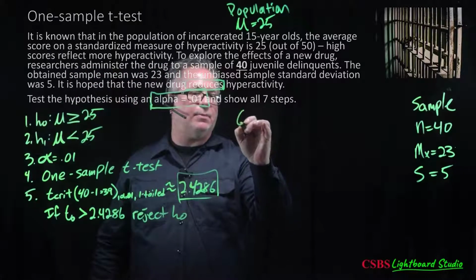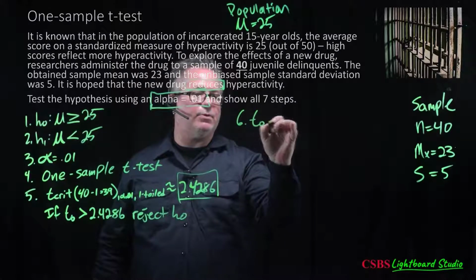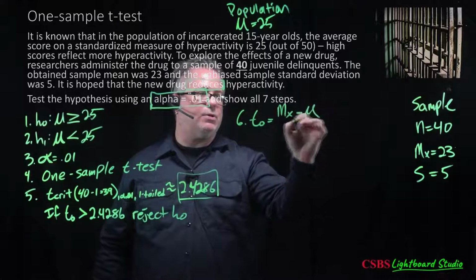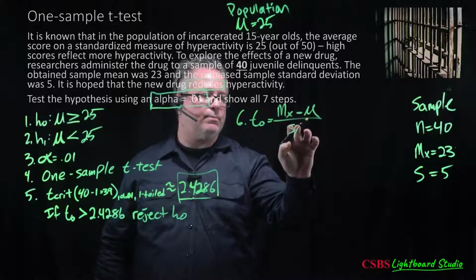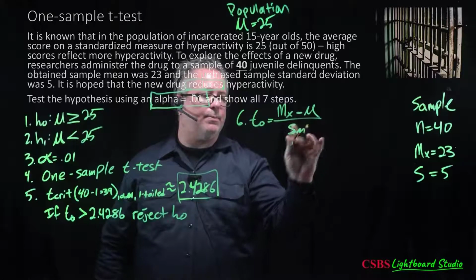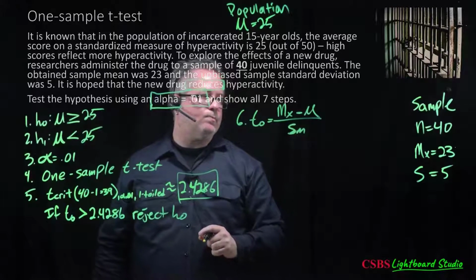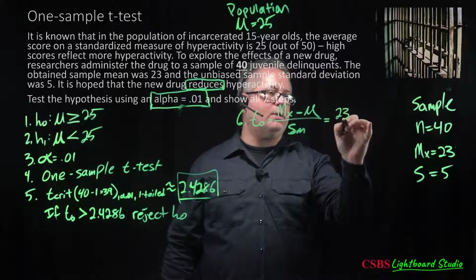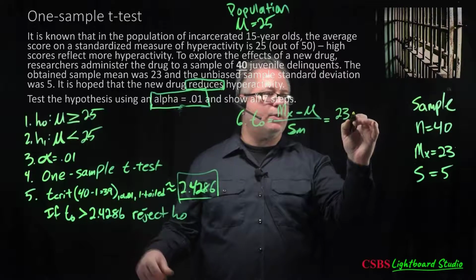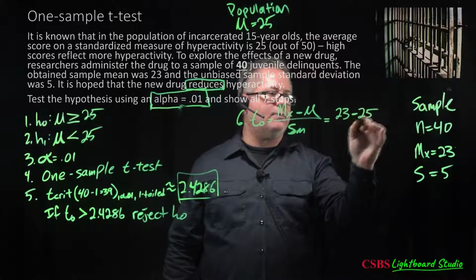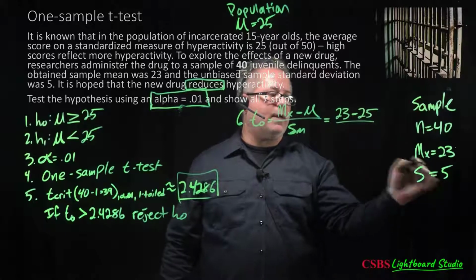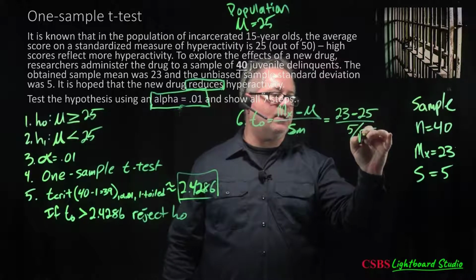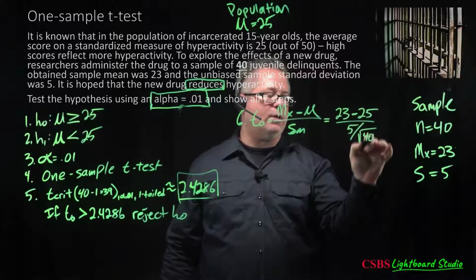Step 6 is going to be to find t observed. So t observed equals my sample mean minus the population mean over S sub M. Okay. So this is going to be 23. Actually, I realize there's an issue over here. 23 minus 25 over 5, which is my standard deviation, and I have 40. So n equals 40 here. So that's going to be my standard error for the mean.